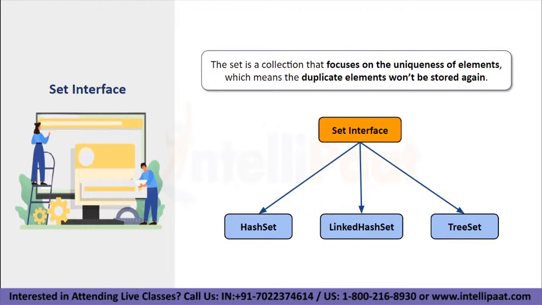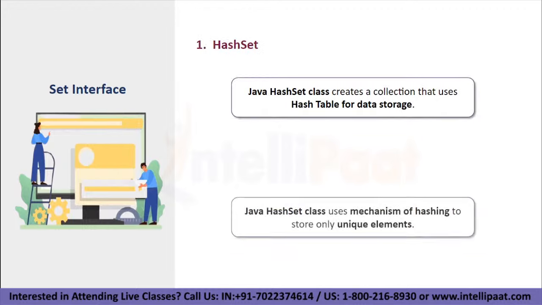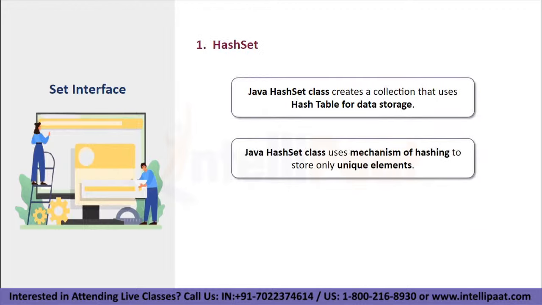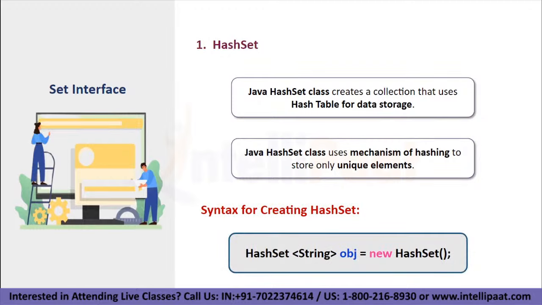Let's discover HashSet first. In the case of HashSet, the elements are stored inside a hash table to make sure that all entered elements don't have any sort of duplicacy. The insertion order is not maintained by HashSet. Elements are added here based on their hash code. It is also considered the best approach for performing search operations. And the syntax for creating a HashSet is: HashSet, then data type, object equals new HashSet.